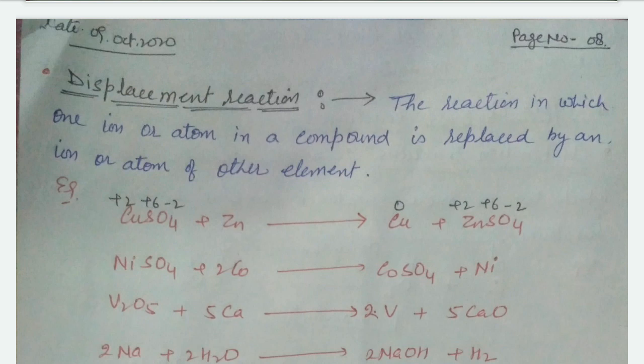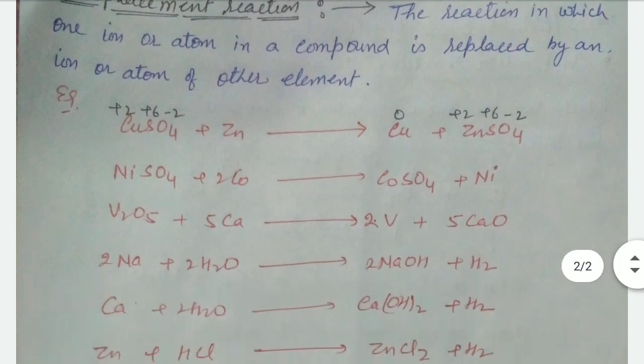The third one is displacement reaction. Displacement reaction is the reaction in which one ion or atom in a compound is replaced by an atom or ion of another element. It means a highly reactive element displaces a less reactive element in its salt. Like CuSO4 combined with Zn, Zn displaces copper in the copper sulfate solution, then forms Cu plus ZnSO4.